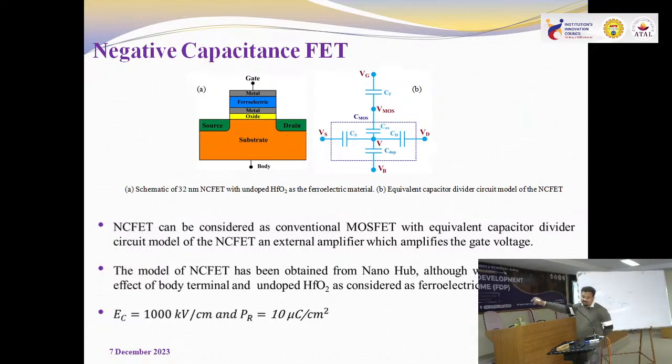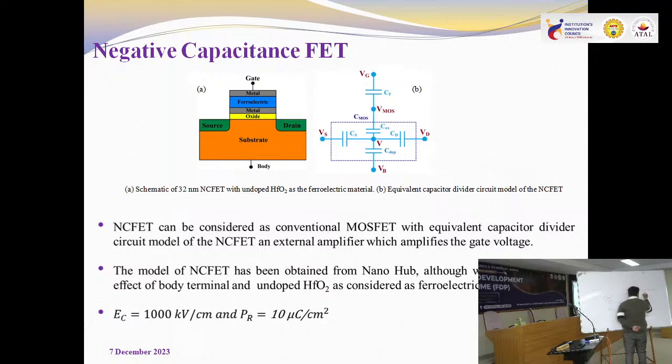VMOS. If you are able to see here, this is VMOS. Yes. Now, there is a lengthy derivation for this. If you solve for the potential at VMOS, it comes out to be AG VG plus AD VD.